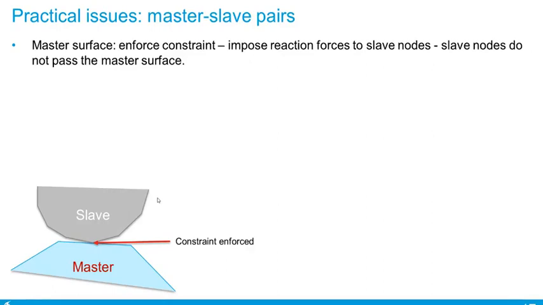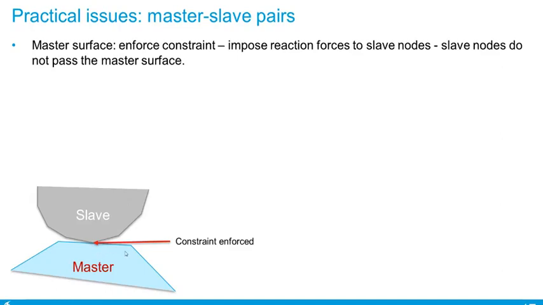So the master surface is used to enforce constraint, while the slave surface is used to detect contact. Basically, the nodes on the slave surface are constantly looking for whether the contact is active or not. So this node would detect that now it's coming into contact with this edge on the master, and then the master node would then impose the reaction force to prevent this node from coming into the body of the master.